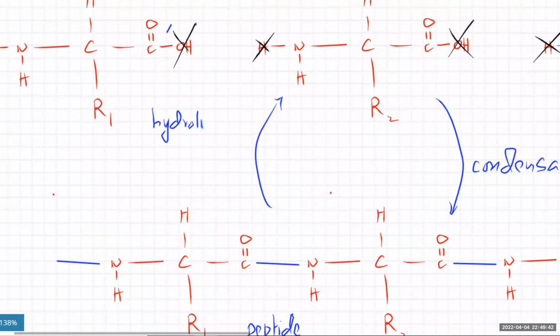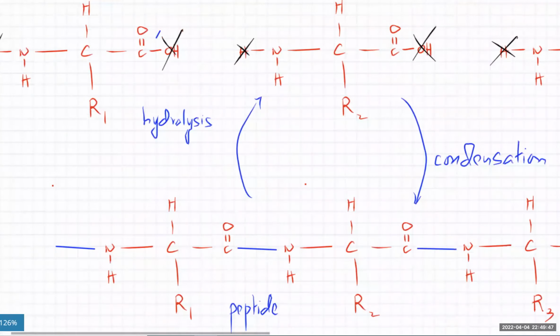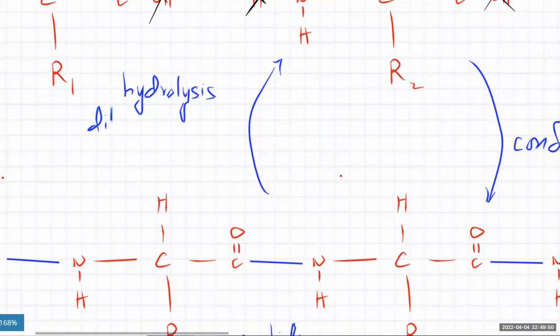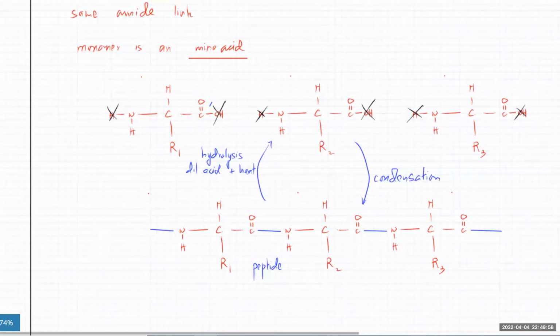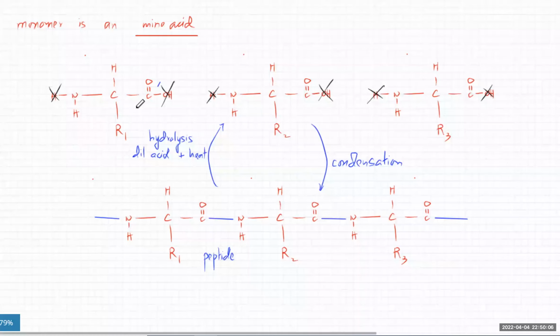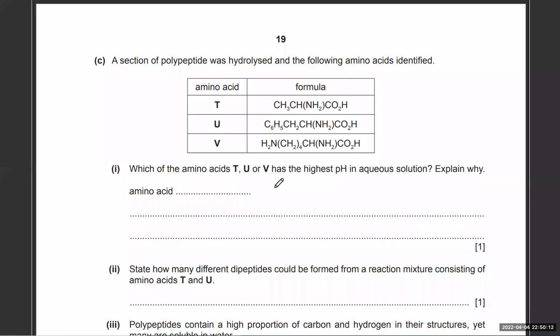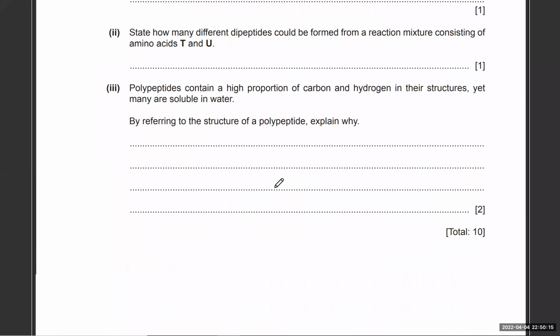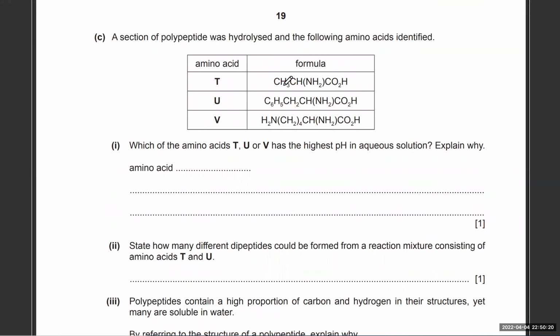Sir, the hydrolysis of amides will result in acid and amines, right? Okay, so you're going to have dilute acid plus heat or reflux. So the whole thing basically breaks back down. That's basically protein. The only thing is they're going to ask you a lot, though, where the R group would be different. For example, in this question, they might ask you to draw the polypeptide.